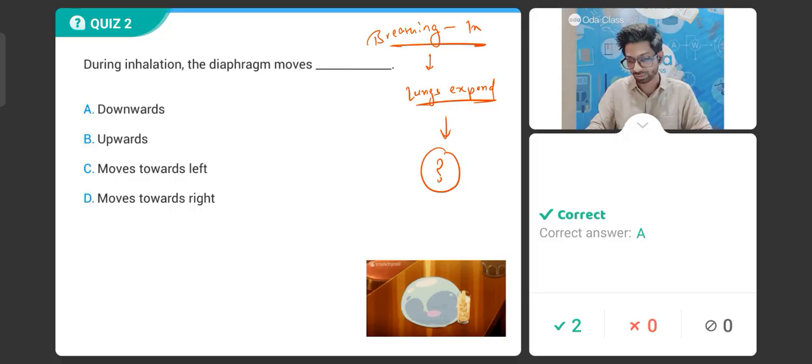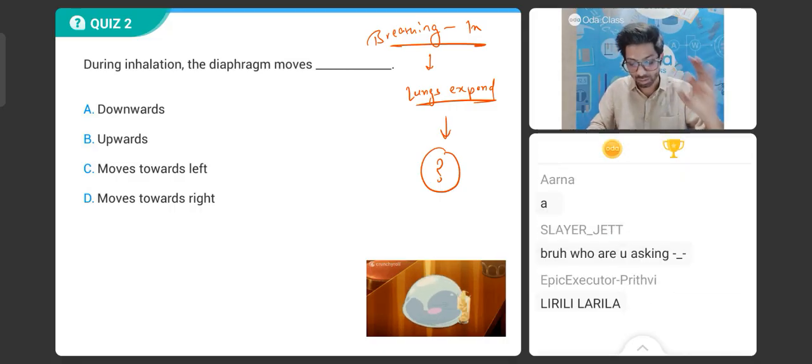Let's see what happens to the diaphragm. Beta, this question, just remember what exactly we studied based on the animation, based on the diagram. This is the question that you have to answer. Okay.